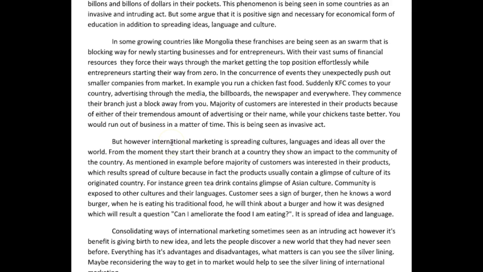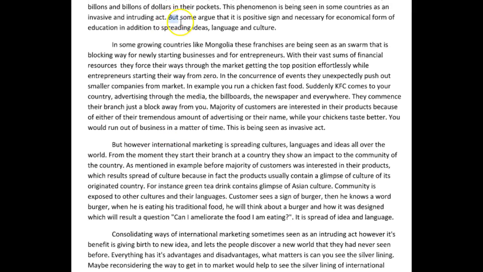A quick grammar point as well. We never begin sentences with conjunctions such as "this" and "here". However, it is fine to begin a sentence with "however". However, international marketing is useful for spreading cultures, languages, and ideas around the world.